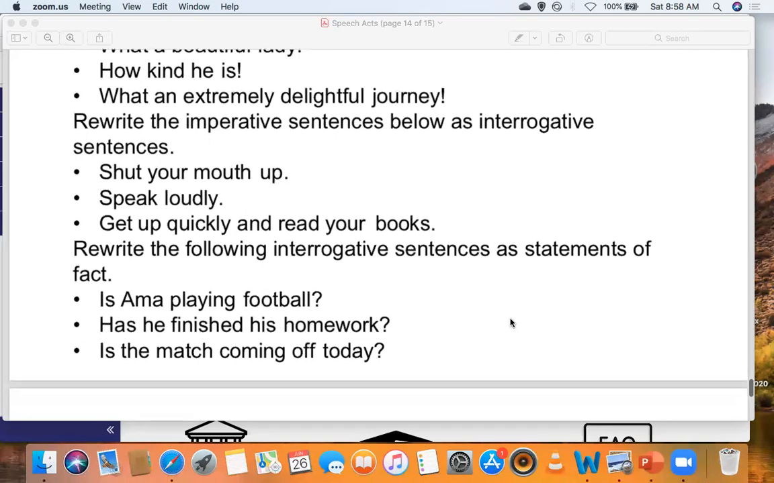Okay, so which one do you think is the answer? What do you think? You are required to change it to an interrogative. So "will you shut your mouth up?" is structurally an interrogative. So even if it is functionally not an interrogative, you have done your part to change the structure to that of an interrogative.